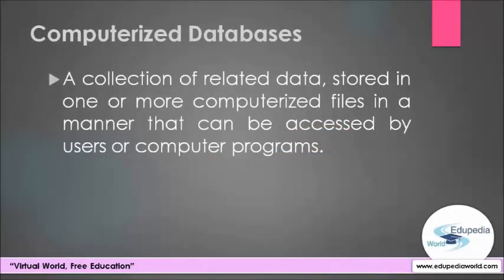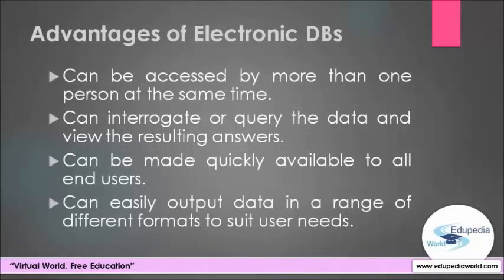A computerized database is a collection of related data stored in one or more computerized files in a manner that can be accessed by users or computer programs. A supermarket accounting system is a perfect example. As items are sold, the inventory database is updated and the inventory information is made available to the sales staff. So these electronic databases have several advantages over manual paper-based databases.